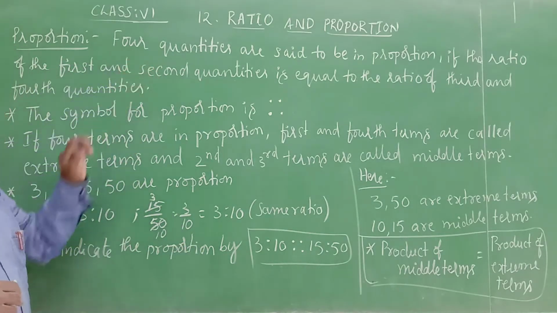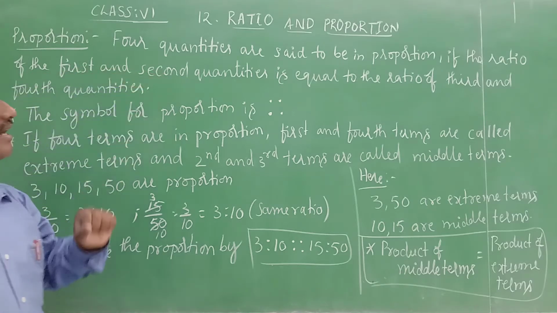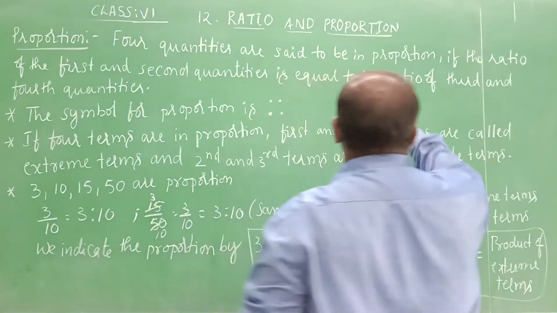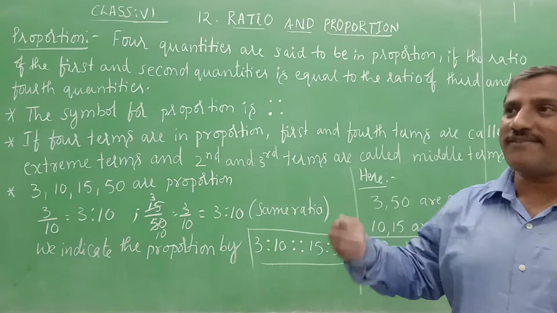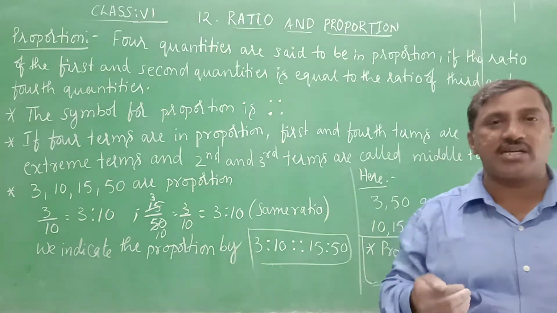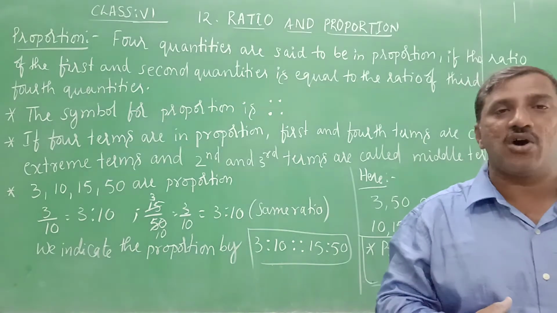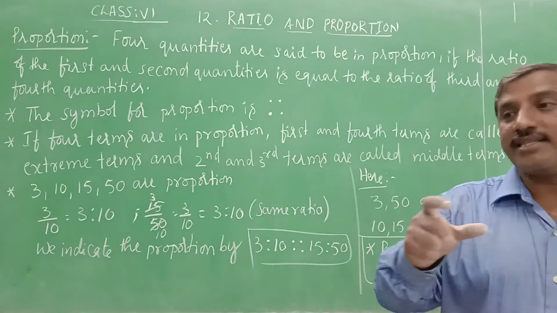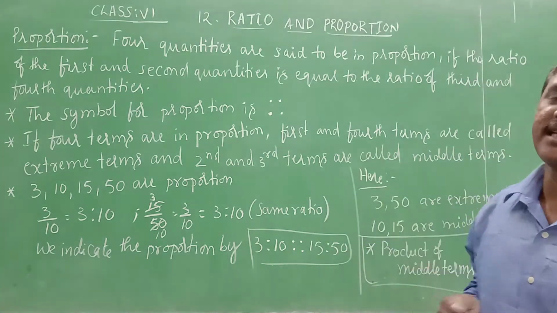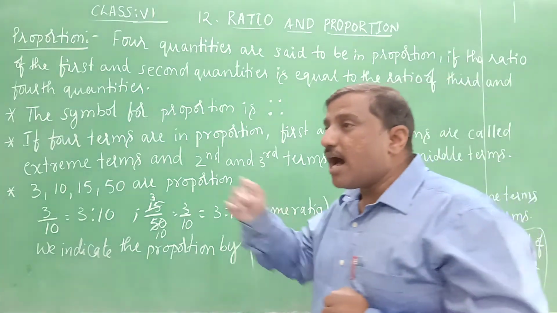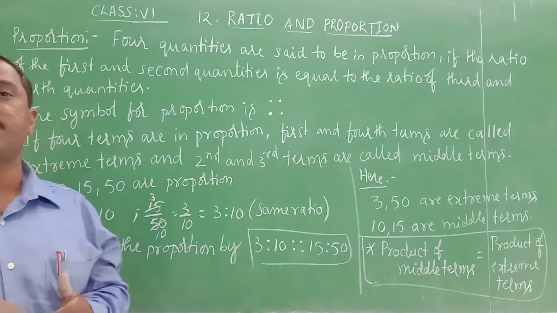Four quantities are said to be in proportion if the ratio of the first and the second quantities is equal to the ratio of the third and fourth quantities. So to check whether the four quantities are in proportion or not, what we have to do? Yes, we have to find the ratio of first and second term, third and fourth term, and identify if they are equal. Then we can say that they are in proportion. Otherwise the four quantities are not in proportion.